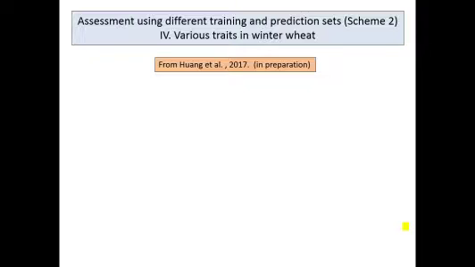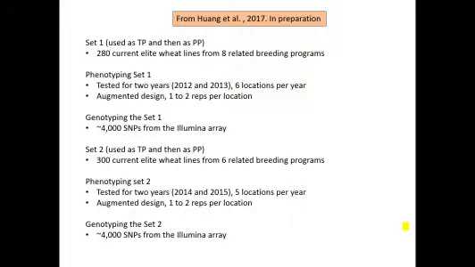This is looking at various traits in winter wheats, and this is a project that was done by one of my grad students, and we're preparing the manuscript. What we have here are 2 sets of lines. We use one set of lines as the training population, and then a second set of lines as the prediction population, and then we switch the roles of the lines. So set 1 is sometimes used as a training population, and then we reverse it and use it as a prediction population. It consists of 200 elite wheat lines from 8 different breeding programs.